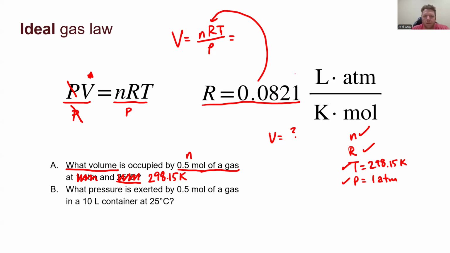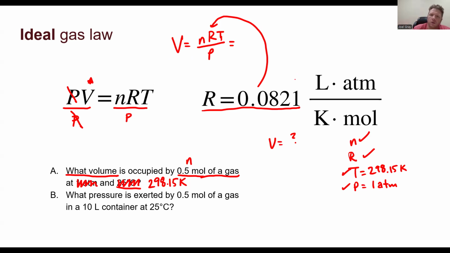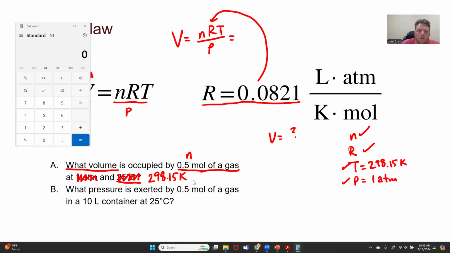Now it's just, again, let's pull the calculator up. You could just Alt tab over and get it that way. I'm going to say my n value, which is 0.5, times R, 0.0821. If you Google R value, you're going to find a couple of different ones, so I would recommend always deflecting to this one. 0.5 times 0.0821 times T, which is 298.15. That gives us 12.239 divided by my pressure, which is 1. What volume will that gas occupy? 12.24 liters.